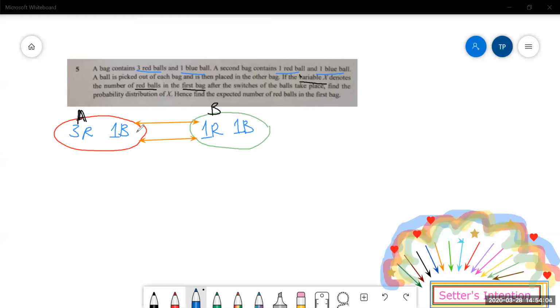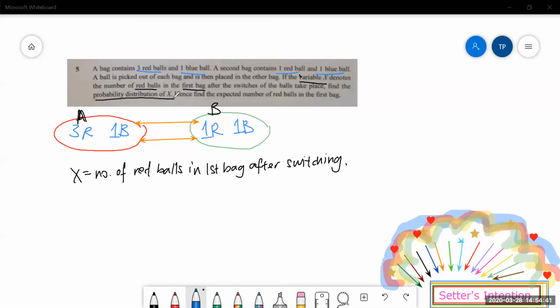Oh, I think it's done simultaneously. If the variable X denotes the number of red balls in the first bag, so X is equal to the number of red balls in the first bag after switching. That's what you have to state. Find the probability distribution of X.